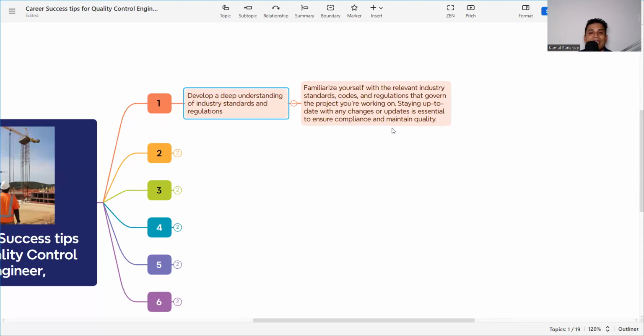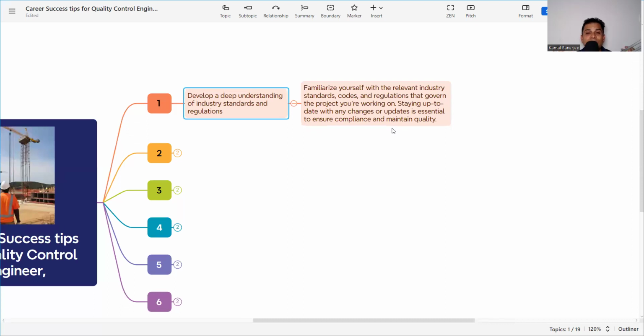Staying up to date with any changes is essential to ensure compliance and maintain quality, because every day a new technology is coming, and codes are also evolving day by day. New revisions are releasing, new amendments are releasing. So you need to be familiar with that in order to stay ahead of the others. You need to always stay focused on what my industry standard is, what my industry regulation is, what the rules of the game are.